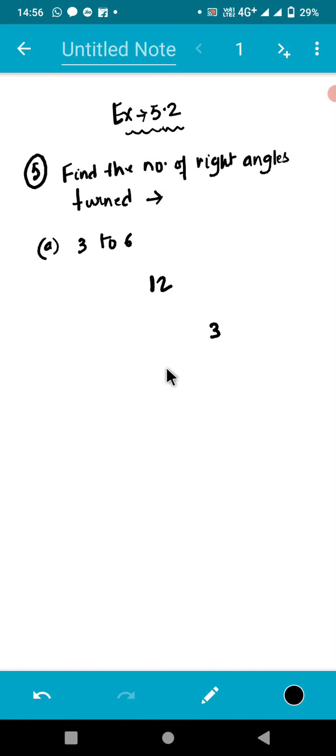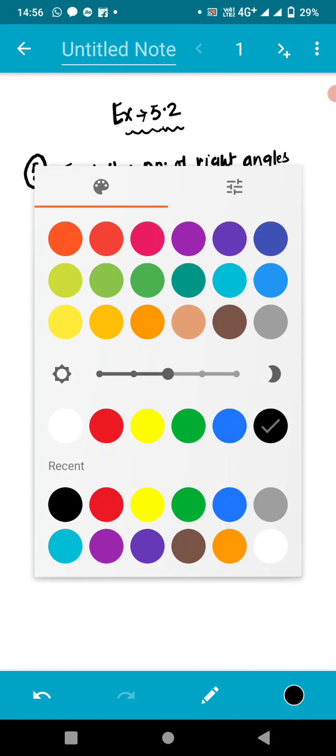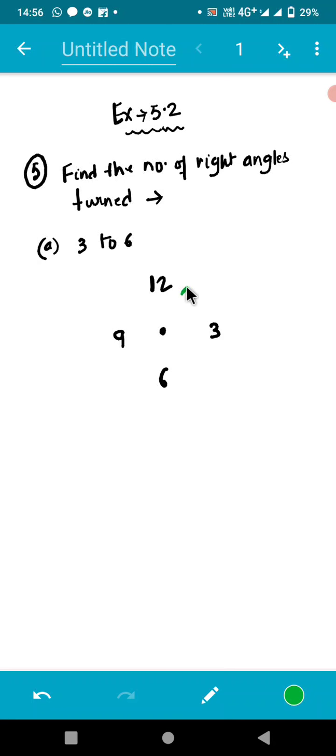This is 3, 6 and 9. So assume this as a clock. Okay, so this is the middle part. Now we know that here would be 1, here would be 2, here would be 4, 5, here would be 7, 8, 9 and 10. Now if we make one complete turn, we make 360 degrees, isn't it?